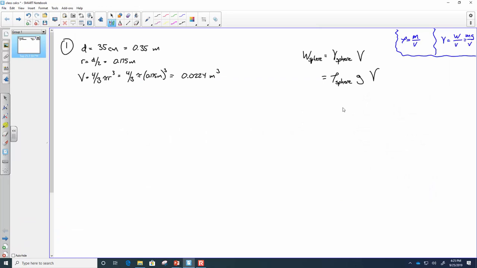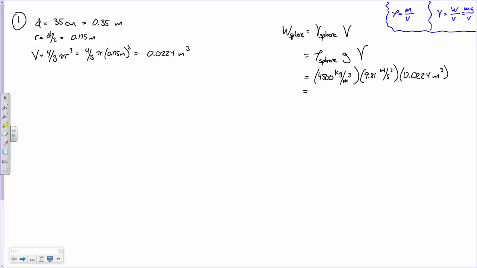Okay. So go back here. So that is what we have: the density of the sphere, and so that's 4,500 kilograms per cubic meter, and then that's 9.81 meters per second squared. And then that's the volume, which is 0.0224 cubic meters. Does that make sense? Everybody okay with that?